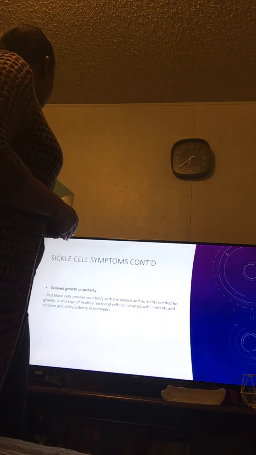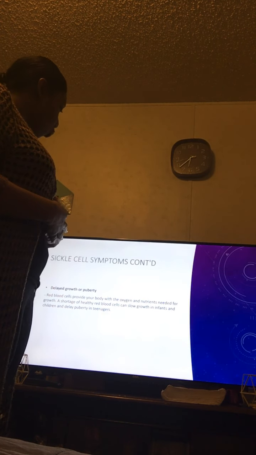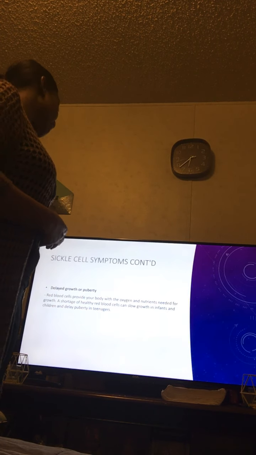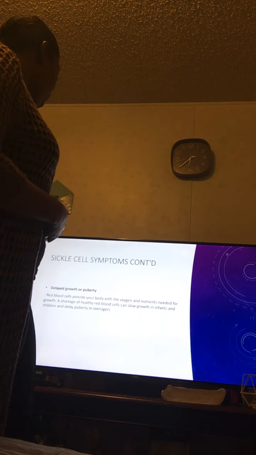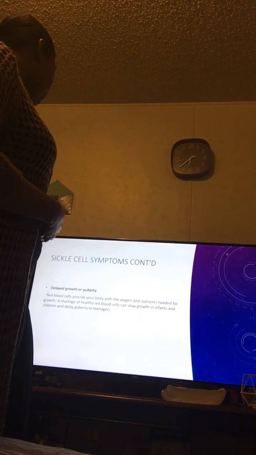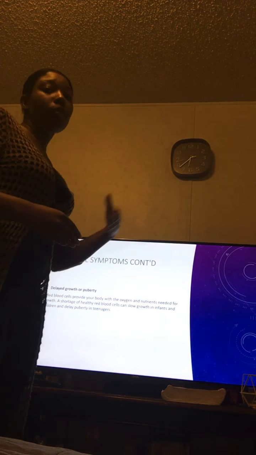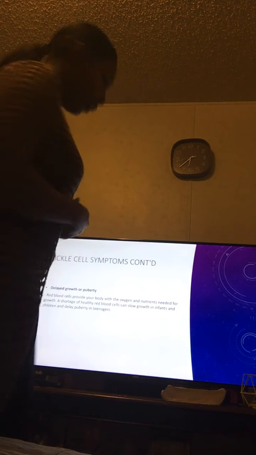It says delayed growth or puberty. Let's read. It says red blood cells provide your body with the oxygen and nutrients needed for growth. A shortage of healthy red blood cells can slow growth in infants and children and delay puberty in teenagers. So, with sickle cell, we have delayed growth or puberty. So, it can affect that. All right, let's move on.